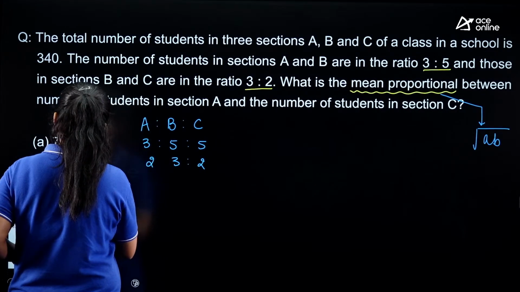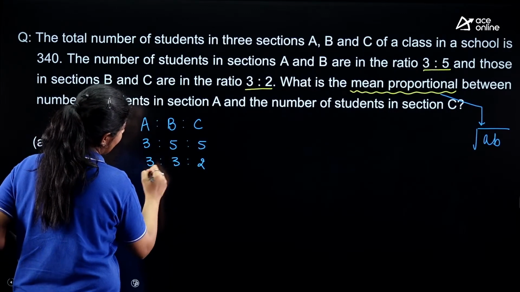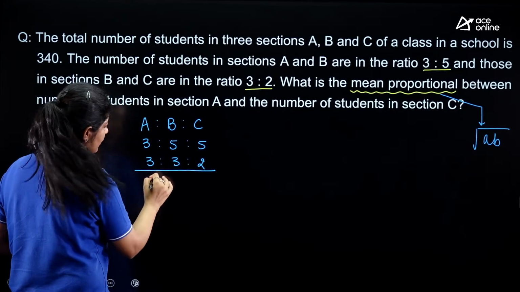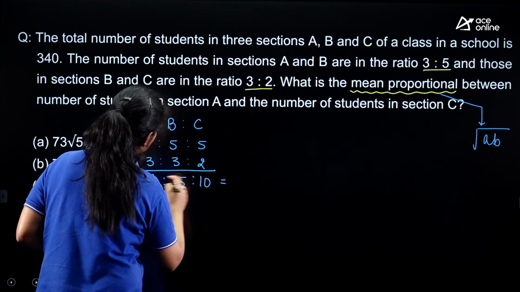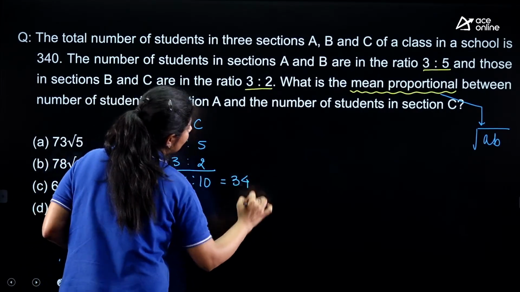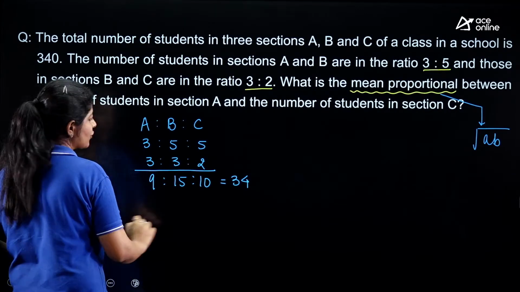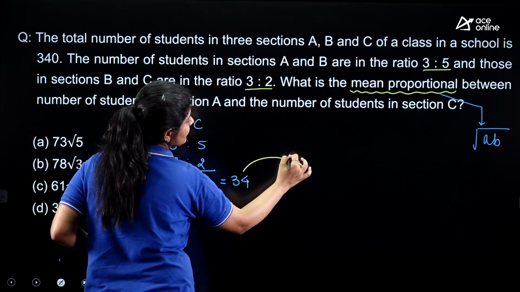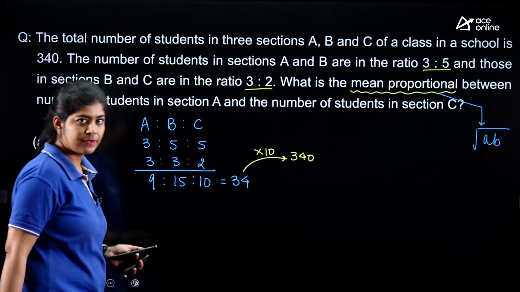With the help of this, first we will write the combined ratio. Here we got 9, 15 and 10. According to this we have a total of 34 students. But as per the question the actual value of this 34 is 340. That means it is a multiple of 10, right?